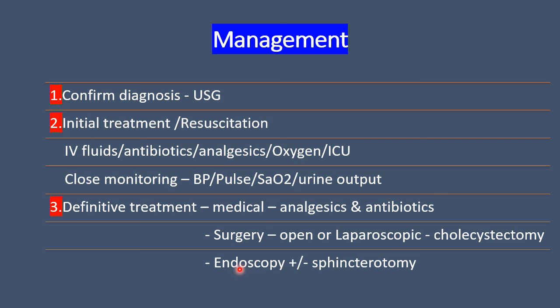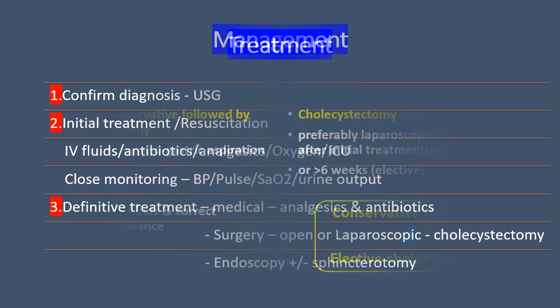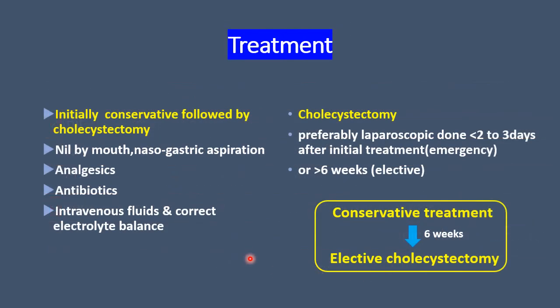Okay, so these patients need surgery. They need cholecystectomy, which can be either open or laparoscopic. Okay, so here is a summary of the treatment: initially conservative, followed by cholecystectomy. So these are all the conservative treatment. Cholecystectomy is preferably done within the first 2 days if necessary.